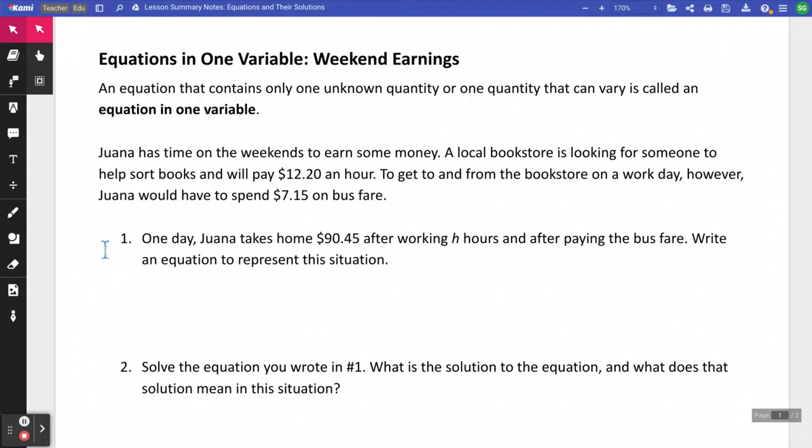We're asked two questions. The first question asks: one day, Juana takes home $90.45 after working 8 hours and after paying the bus fare. Write an equation to represent the situation. And the second problem is asking us to solve that equation we wrote in number 1 and identify the solution and what that solution means in this situation. I'm going to ask you to go ahead, pause the video now, and see if you can work out number 1 and number 2 on your own. This does really build on the work we did back in pre-algebra, so hopefully questions like this look a little familiar to you. Once you've tried number 1 and 2, come back and see how you did.